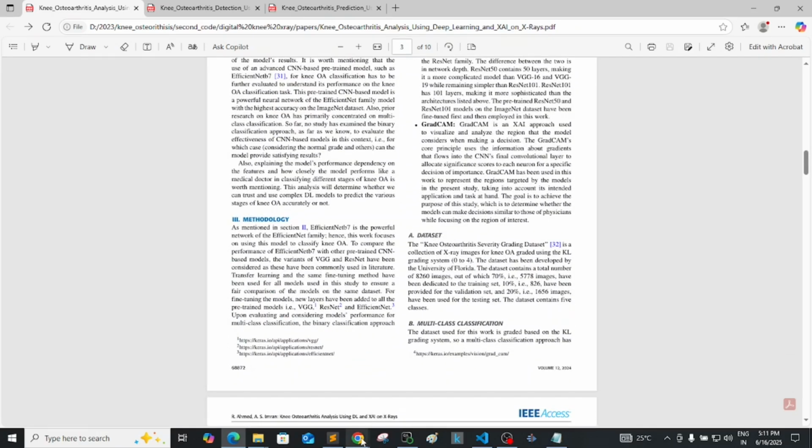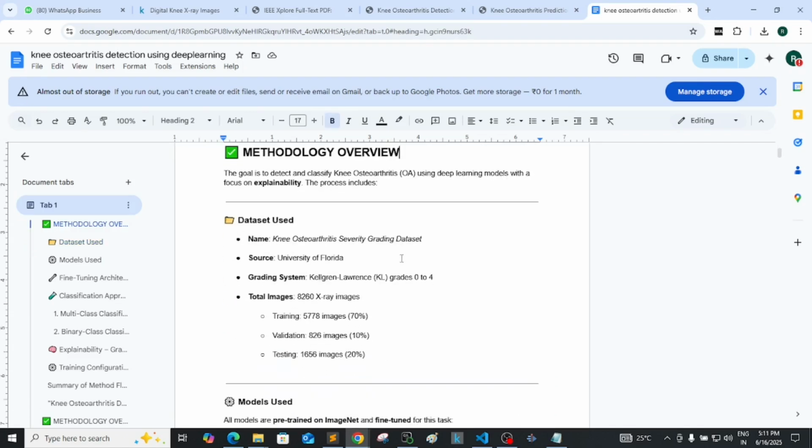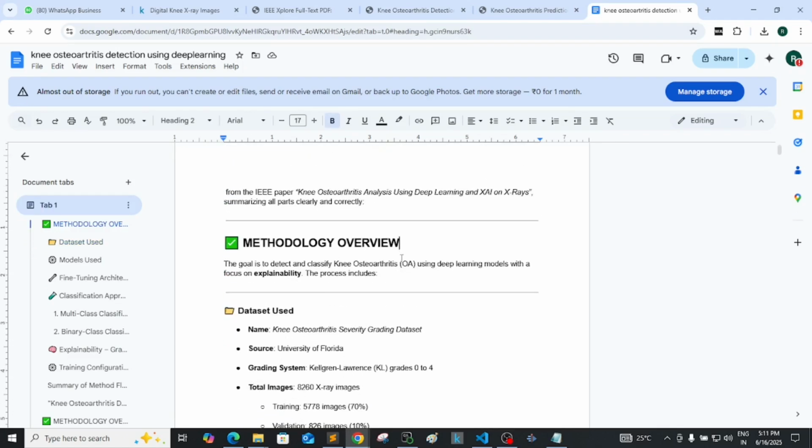Now we made a small documentation for this. You can see here, this is the complete detail about that particular paper: Knee osteoarthritis analysis using deep learning and explainable AI on X-ray images. We are also using explainable AI in our case. So we are doing what this paper is already saying, explainable AI, but we are doing something extra. What is that extra we are doing?